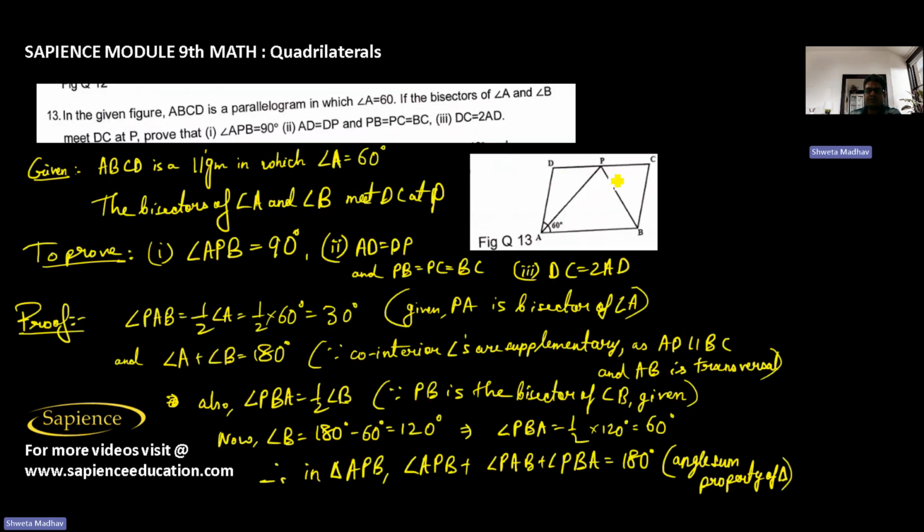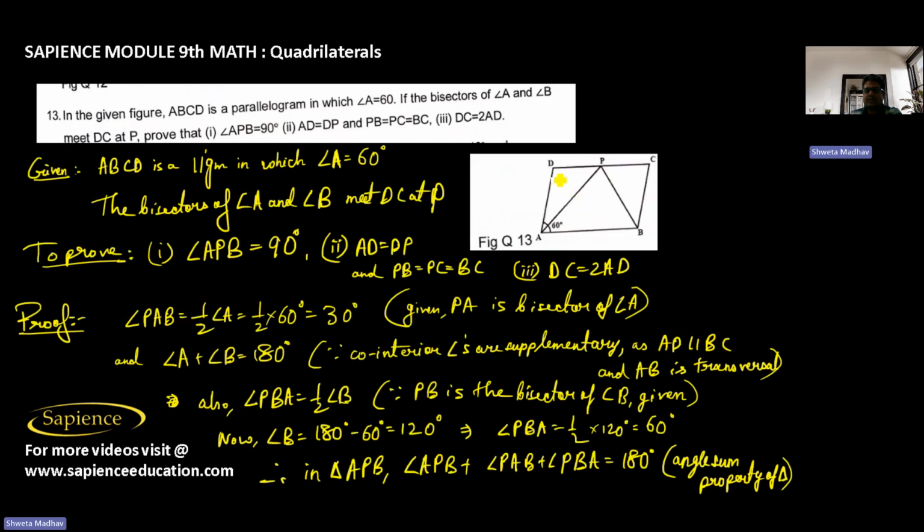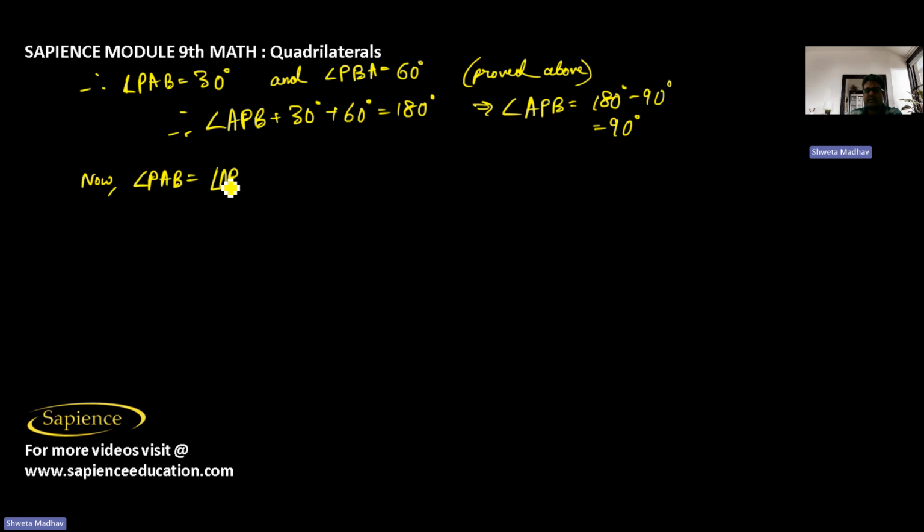If AD equals DP, here we can see that angle PAB equals angle ABD, which is equal to 30 degrees. Why? Since DC is parallel to AB, so alternate interior angles are equal.